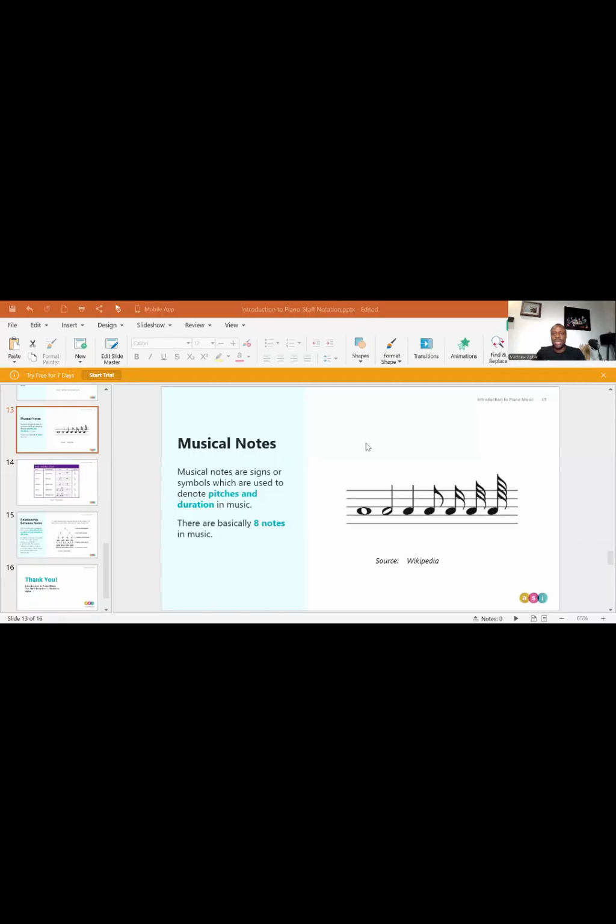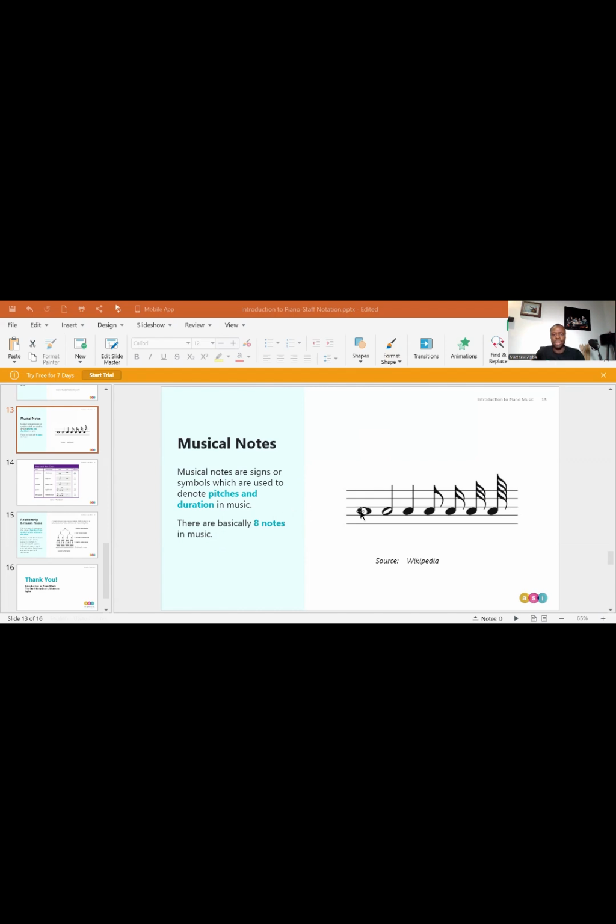In our class today, we'll be talking about a very crucial topic, which is very important in piano music. So today we'll be talking about musical notes. Musical notes are signs or symbols which are used to denote pitches and durations in music. So what are pitches? Pitches simply refer to the height or depth of musical sounds.